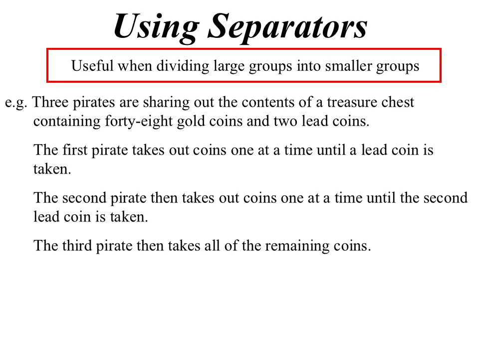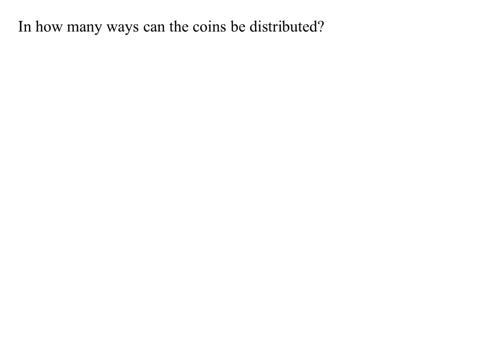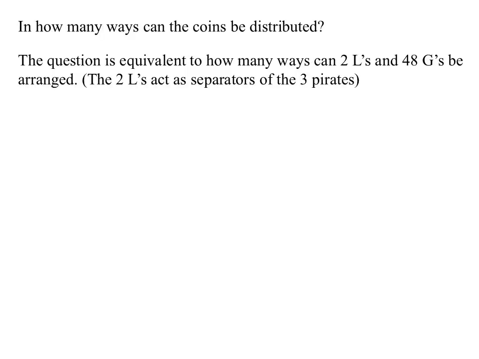And then the third pirate, you just get whatever's left over. How many ways could we distribute those coins? If we think of this question, it now becomes, again, equivalent to the word problem. So I'm going to make the letters of our word, I'm going to have 2 L's for the lead coins and 48 G's. And really all I'm now saying is I'm just going to arrange all these things, and then the pirate just walks along the line.